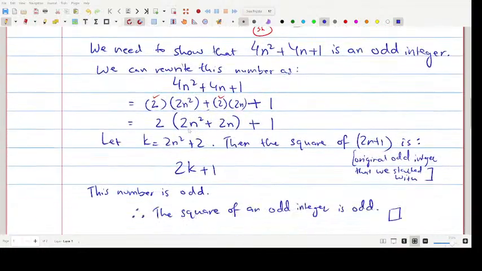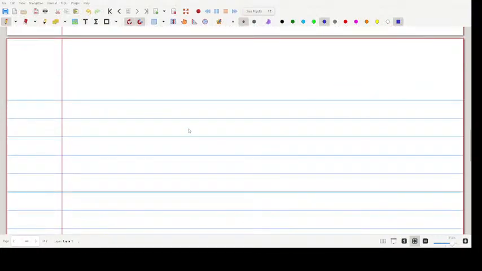So this is a direct proof. We are proving that the square of an odd integer is odd. Now, keeping this proof in mind, I would want you to go back after this lecture is over and prove the following: prove that the square of an even integer is even, right?